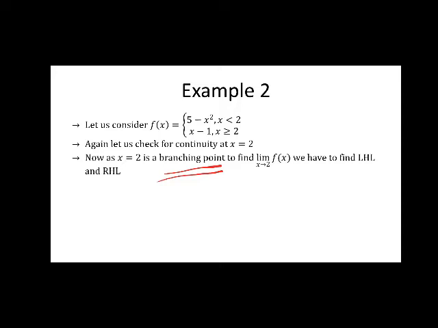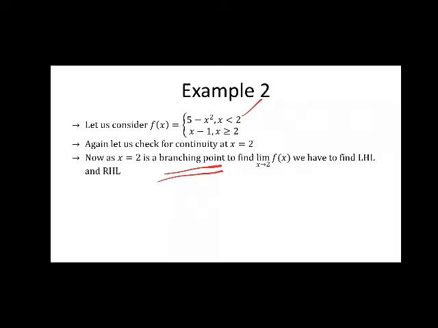So I can see at x equals 2, on the left hand side of x equals 2 it was one curve, and on the right hand side of x equals 2 it is another curve. So at x equals 2 the curve changes. By looking at the graph, how do we understand that the curve changes? Obviously, at that very point there will be a sharp edge, and that point is my branching point. So in any function, wherever you find a sharp edge, you must understand that that point is a branching point.